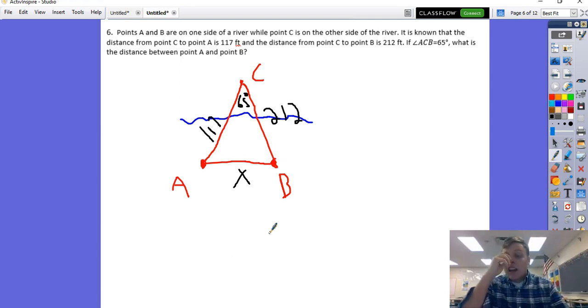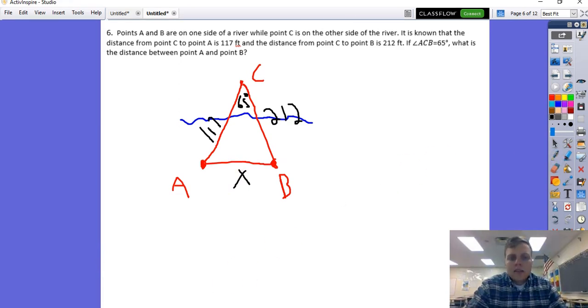To do law of sines, you have to have a complete pair. When you look here, nowhere in this problem do you have a complete pair. 212, we do not know the angle across from it. 117, we do not know the angle across from it. X, we know the angle, but we don't know the side. So we do not have a complete pair, so that leaves me with law of cosines.